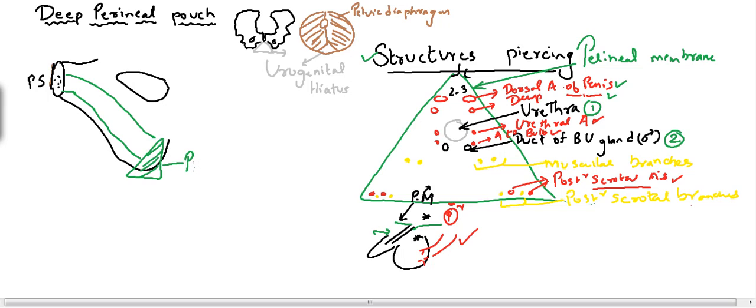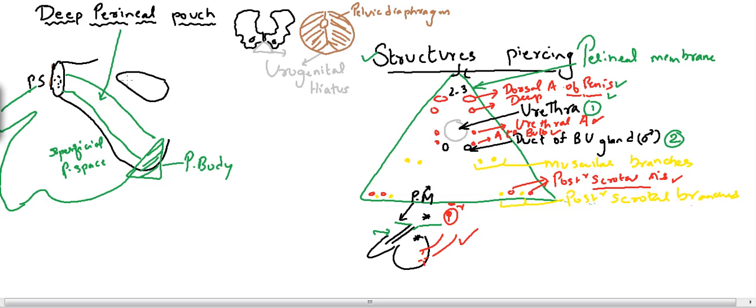And here we have Colles' fascia, the deep fascia of the perineum, and then we have the scrotum, and then Buck's fascia of the penis. So this space over here is the superficial perineal space, the superficial perineal pouch. This space over here is the deep perineal pouch.